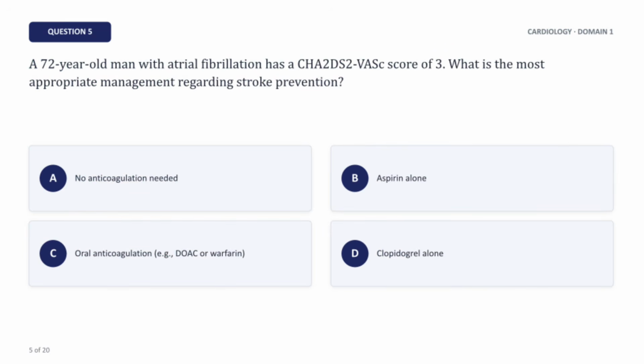A 72-year-old man with atrial fibrillation has a CHA2DS2-VASc score of 3. What is the most appropriate management regarding stroke prevention? Option A. No anticoagulation needed. Option B. Aspirin alone. Option C. Oral anticoagulation. Option D. Clopidogrel alone.